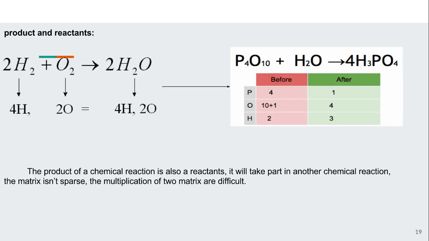Okay, the second one is product and reactant. In the left photo, the chemical reaction is two hydrogen plus one oxygen. We get water, but the water is also a reactant in the next chemical reaction. So the matrix is more difficult. The reaction product is a reactant in another chemical reaction. In this situation, the matrix may be rank 4 and not sparse, and how to solve this problem is a question.